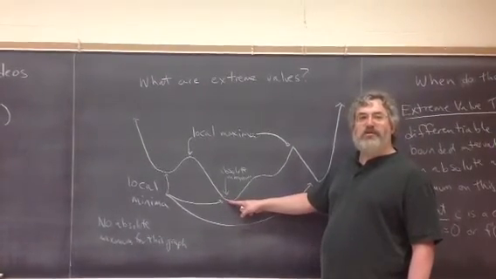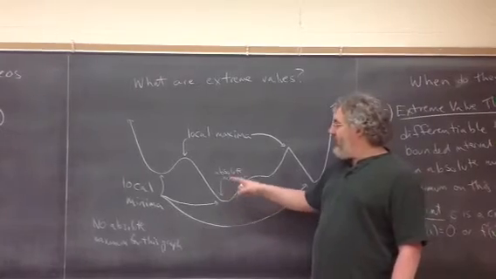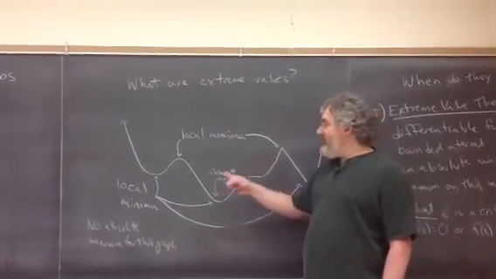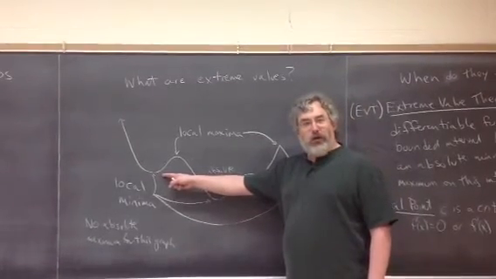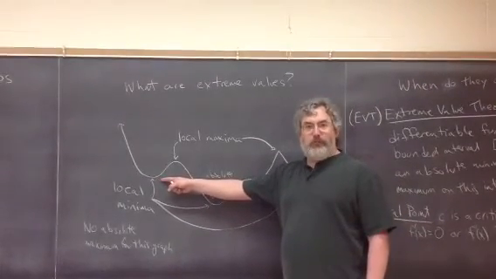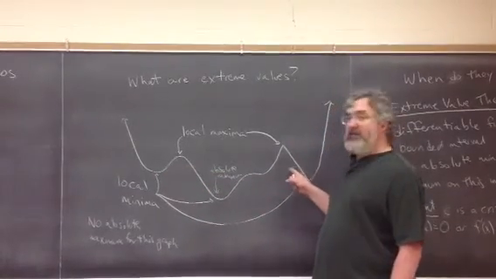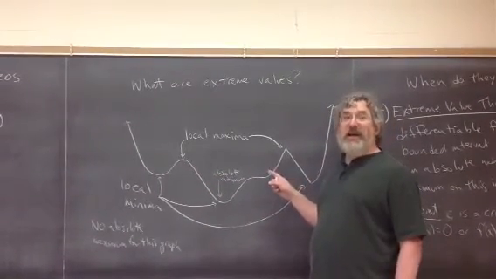There are two kinds of words that are often used interchangeably. For this kind, it's either an absolute minimum or a global minimum. This kind would be a local minimum or a relative minimum. Books use them completely interchangeably. So I'll try to be consistent here, but there is no complete consistency in literature.